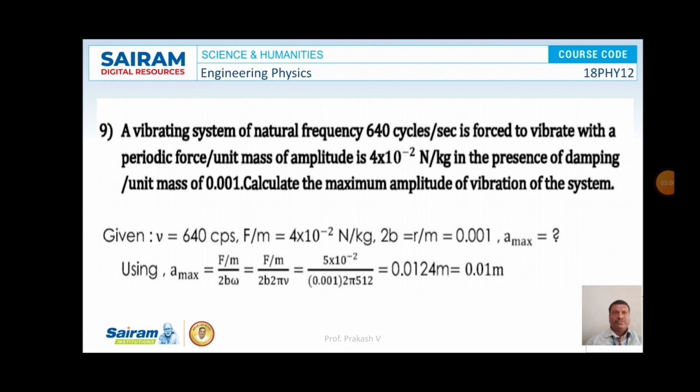So here the frequency given as 640 cycles per second, and F by M is 4 into 10 to the power minus 2 Newton per kg, and 2B is equal to R by M, that is 0.001. And what is the value of A max? So we know that A max is equal to F by M by 2B omega. So substitute the value of F by M and 2B and 2 pi mu. So it is observed that in place of mu we have to substitute 640. So on simplification, the value of A max is equal to 0.0124 meter, or that is equal to 0.01 meter.